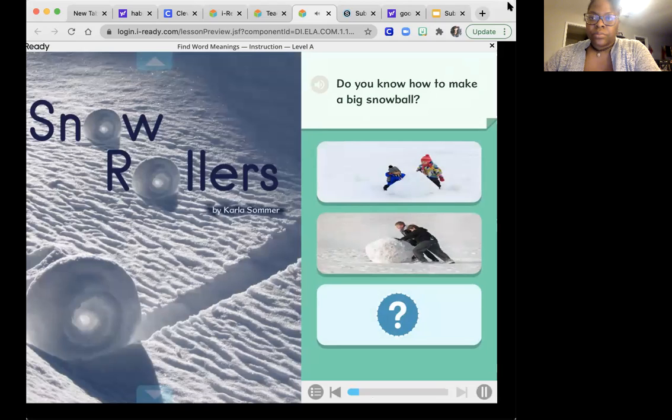Before you read, do you know how to make a big snowball? If you do, tap the picture that shows how to make a big snowball. If you don't, tap the question mark to learn more.